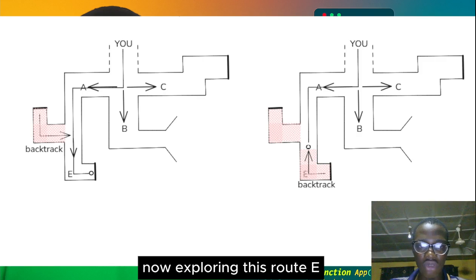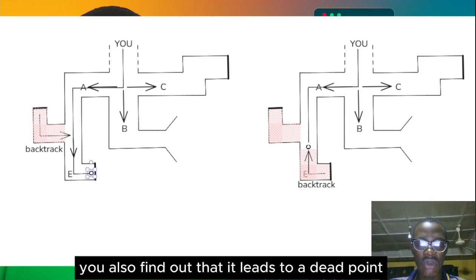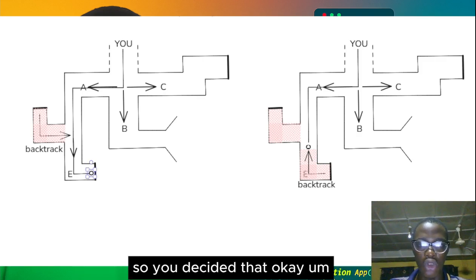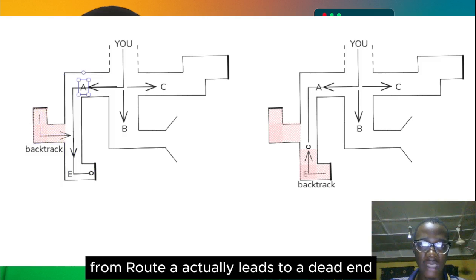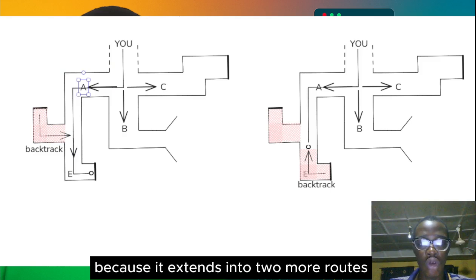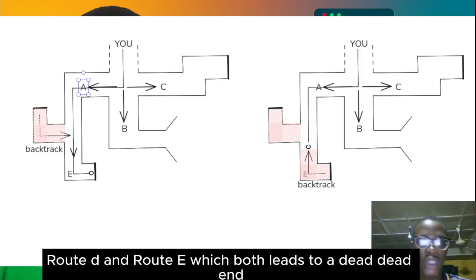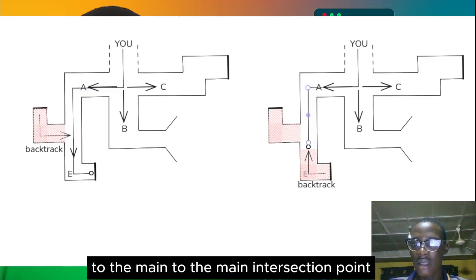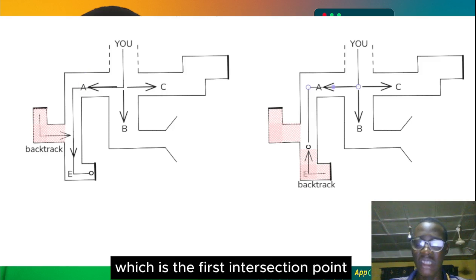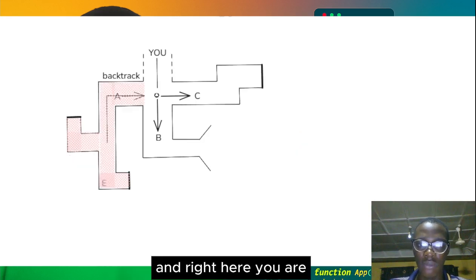Now, exploring this route E, you also find out that it leads to a dead end. So you decide that this whole path from route A actually leads to a dead end, because it extends into two more routes, route D and route E, which both lead to a dead end. So you decide to backtrack to the main intersection point, which is the first intersection point. And right here you are.